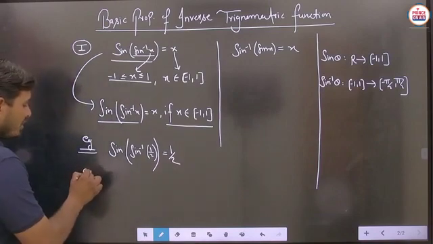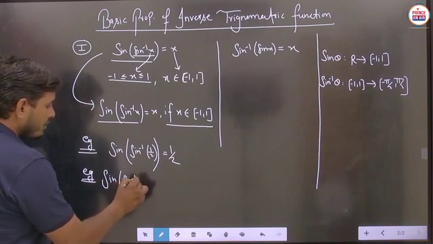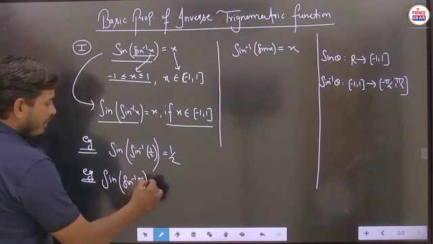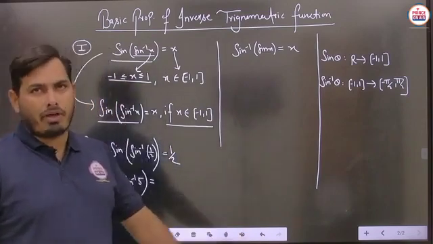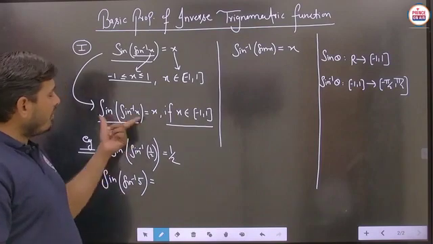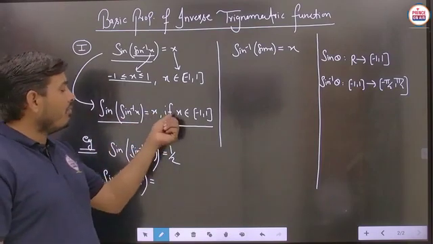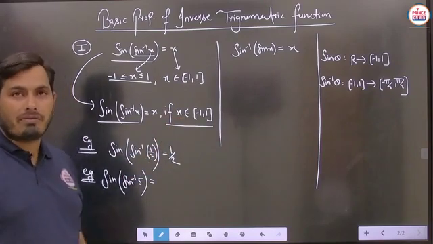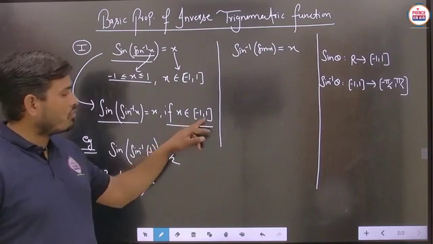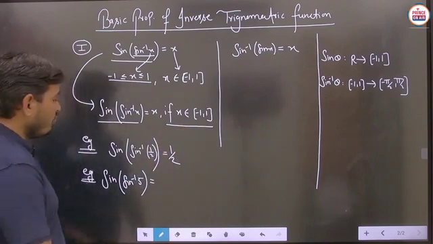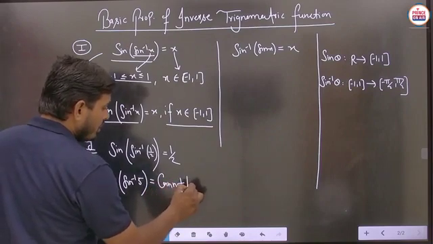But suppose we take another example: sine of sine inverse 5. Suppose this is asked, then what should the answer be? Some students will provide the answer as 5, but it is not 5, because according to the property, this part will be written as x only when x belongs to minus 1 to plus 1. So here you can check this value 5. 5 does not belong to minus 1 to plus 1. So you can say that it cannot be determined.